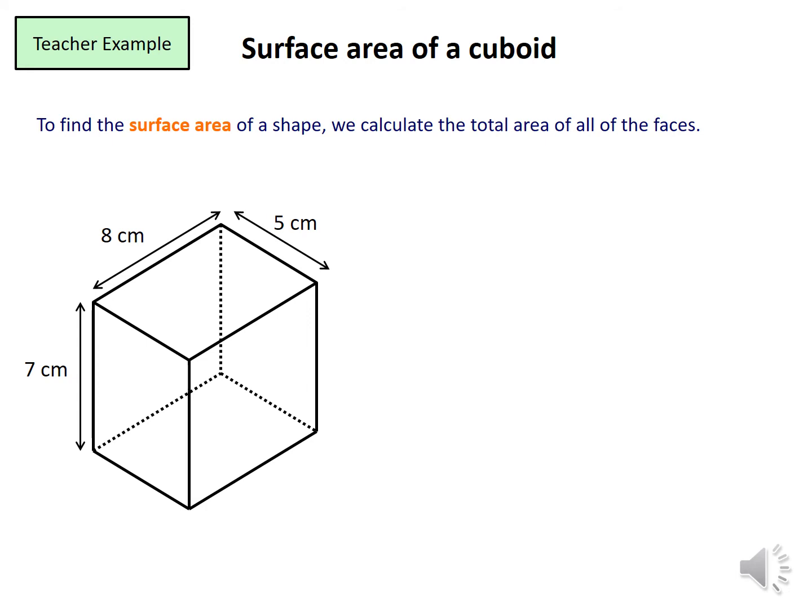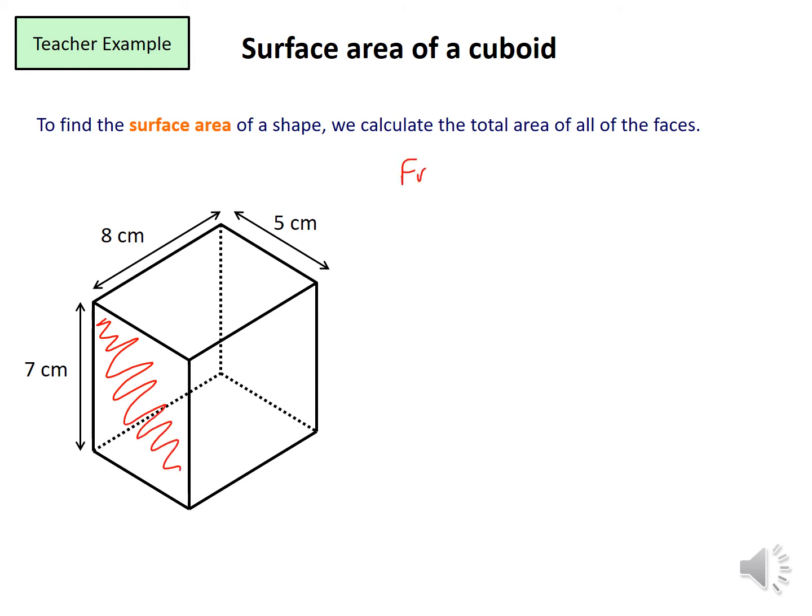Okay, next we're going to move on to a cuboid, area of a cuboid. It has a similar process, except not all the sides are the same. So the first thing is we're going to calculate the front. Let's calculate the surface area of the front.